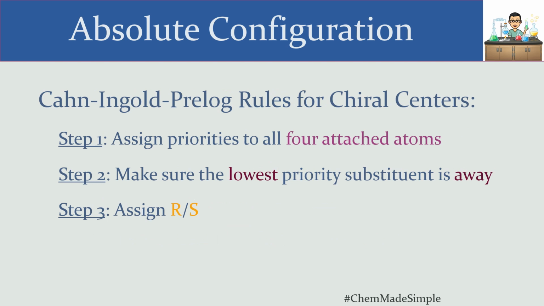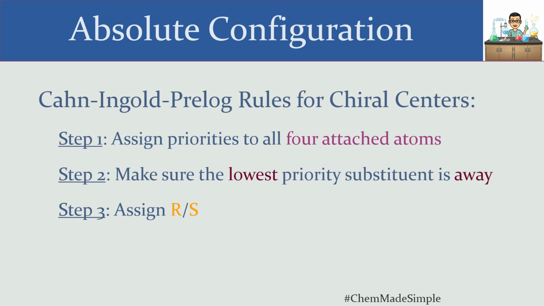So Cahn-Ingold-Prelog rules are applied in 3 steps. Step 1 is, if you have 3 or 4 different attachments to your chiral center, then you need to assign priorities to those attachments. And these steps to assign priorities to different substituents are ones we can use in other types of isomers called geometric isomers as well. So we'll get to that when we get to it.